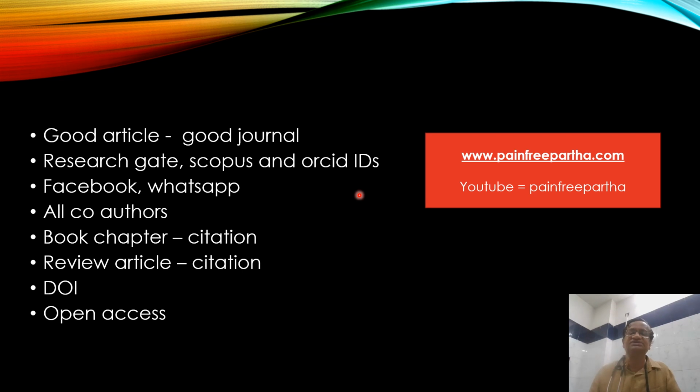Create profiles on ResearchGate, Scopus, or similar sites. Open all these things and start. All the co-authors should do that. Start writing a book chapter, start writing a review article and cite. Keep self-citation better below 10%. Give DOI, make open access articles. So these are the fundamentals to increase your citations.